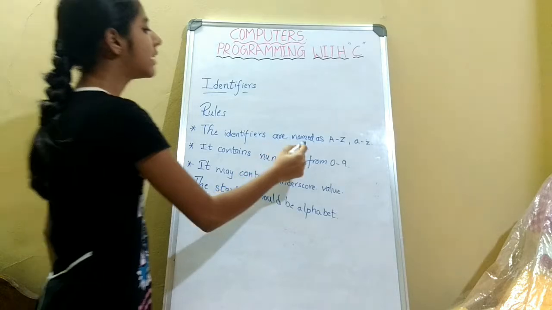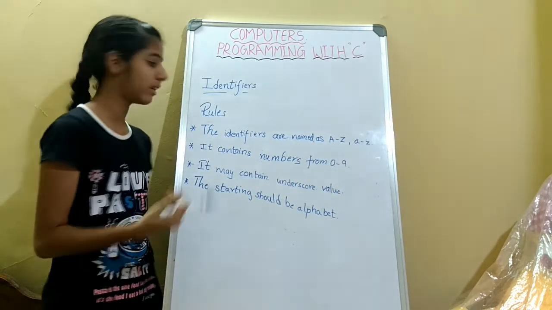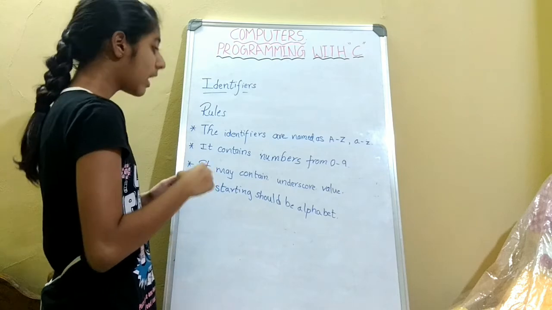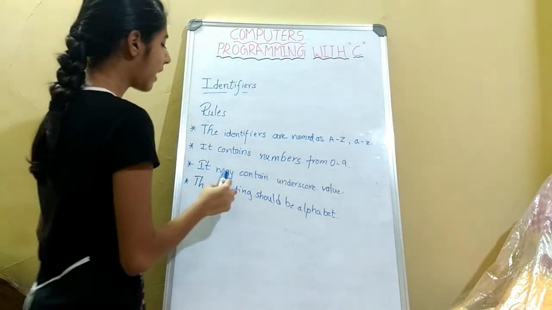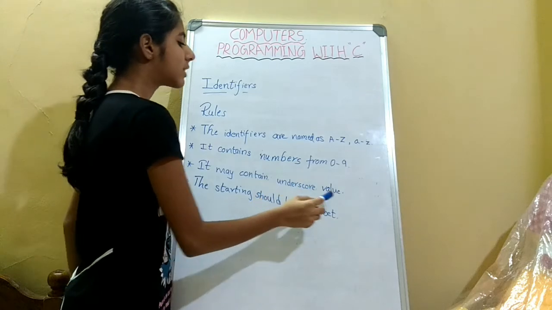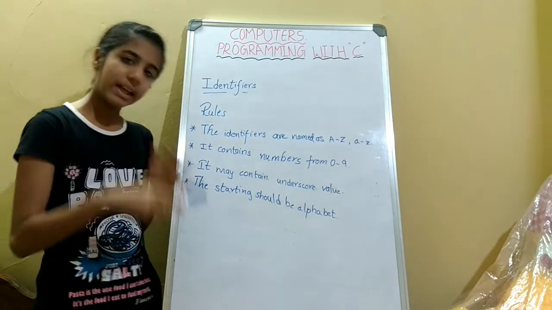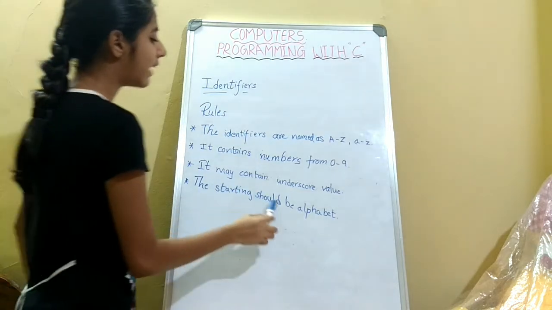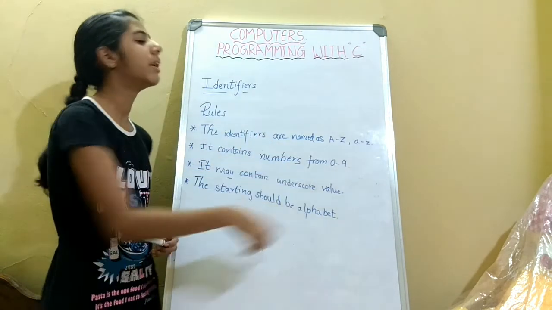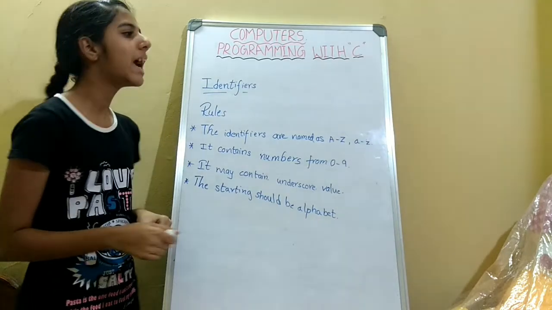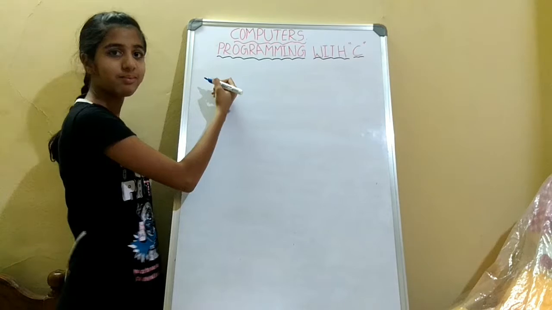So the identifiers are named with small a to z and capital A to Z. The identifiers contain numbers from 0 to 9. They may contain an underscore, so underscore can be used if you want. The starting character should be an alphabet. You should not start with a number. If you follow these rules, you can type fast in your C programming.